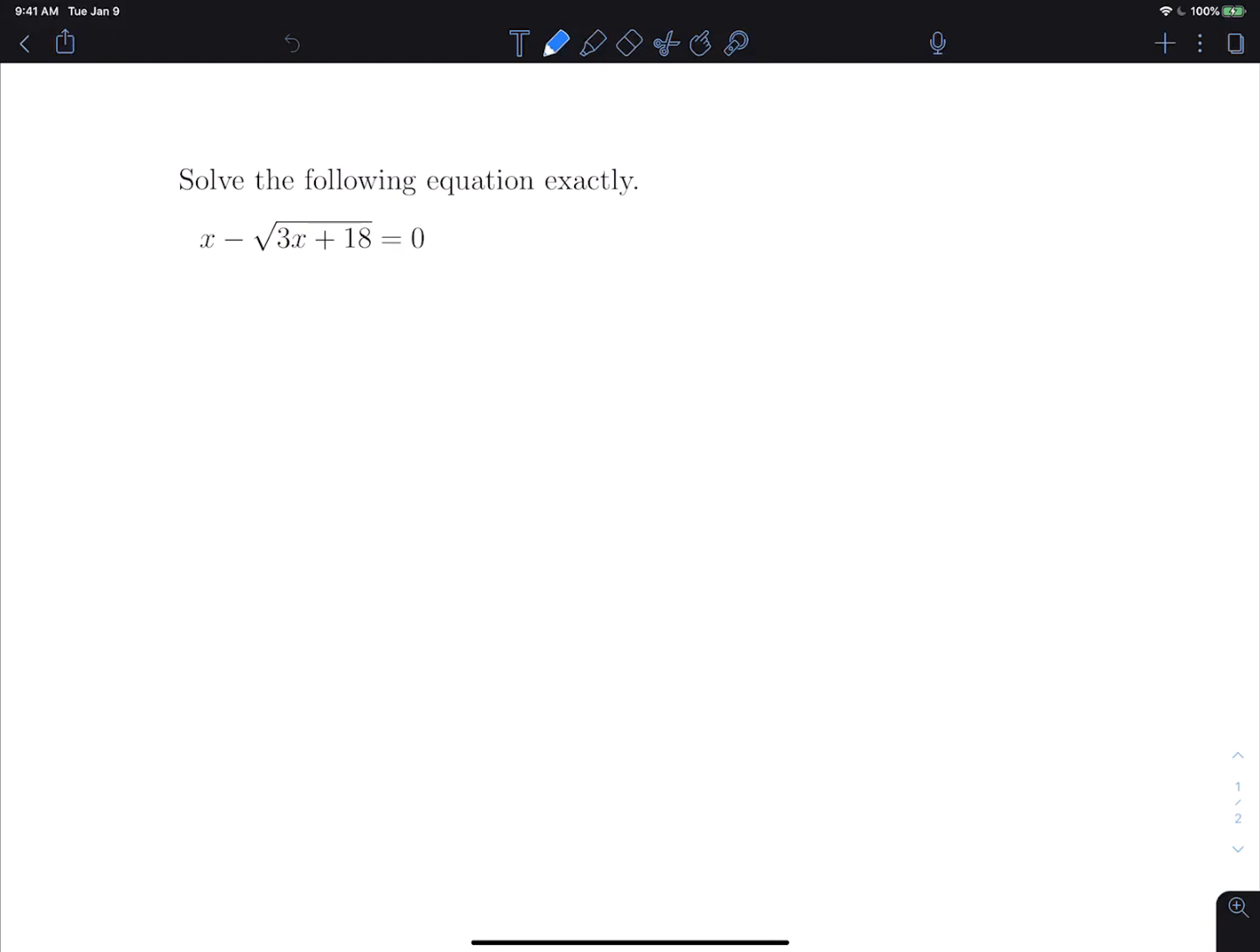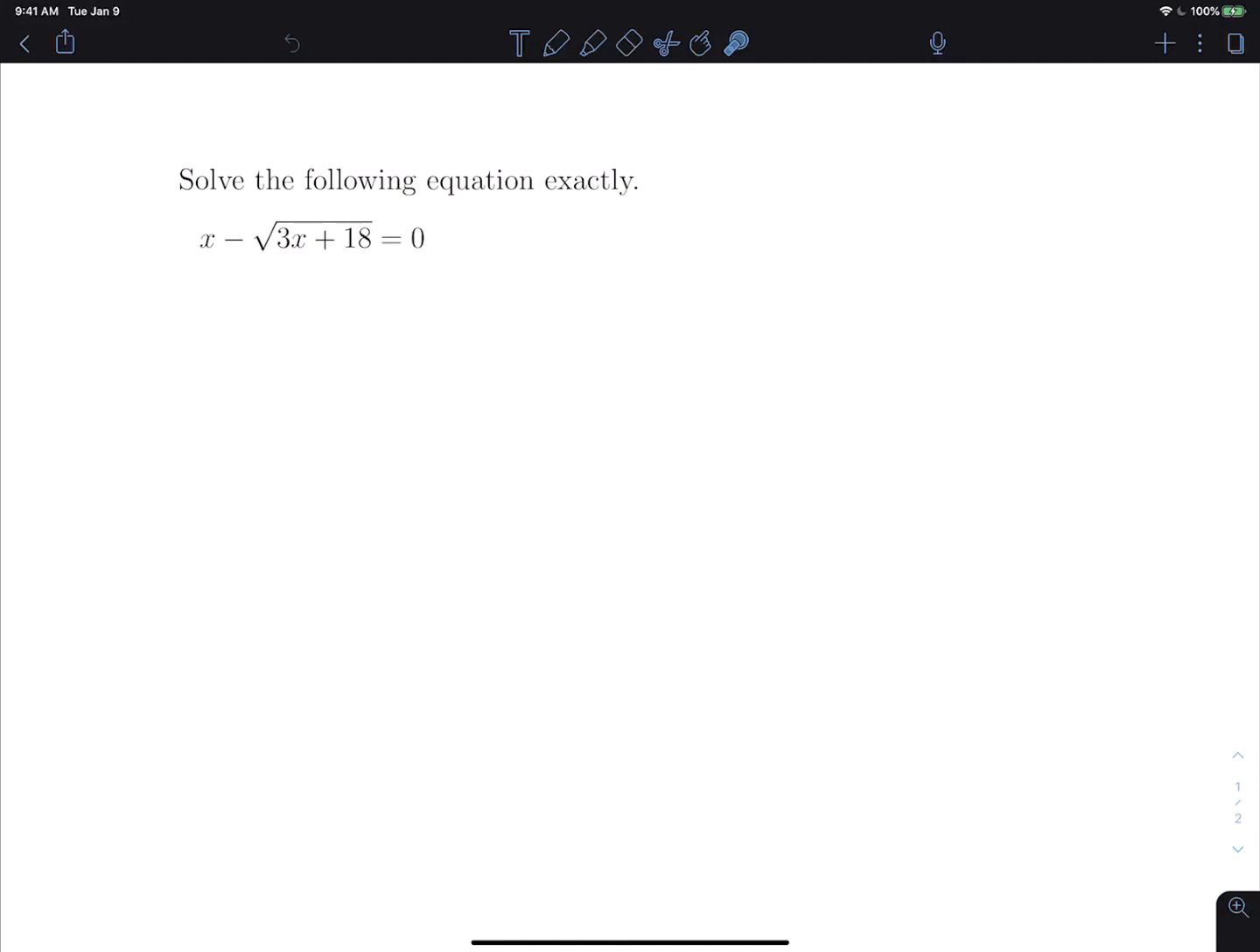Hello. In this video, we're going to go ahead and start solving some radical equations. The first radical equation that we're going to look at is the following equation: x minus the square root of 3x plus 18 equals 0. So the first step is going to be to get the radical completely by itself on one side.